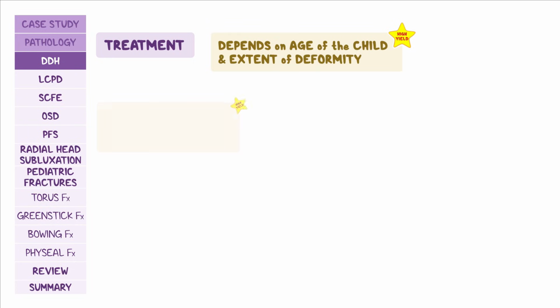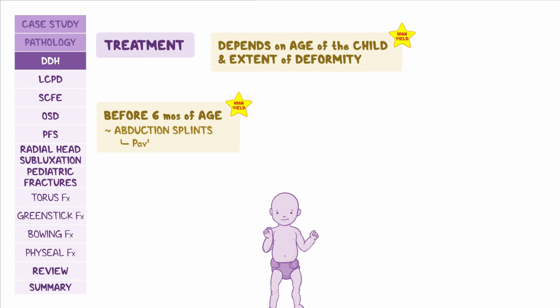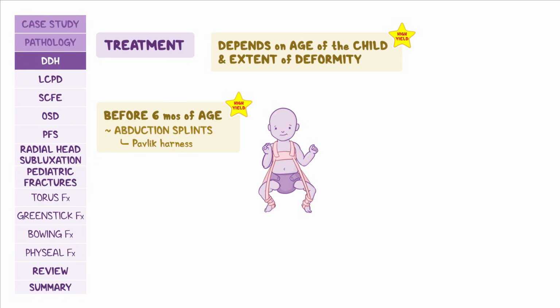Now, the treatment of congenital hip dysplasia depends on the age of the child and extent of the deformity. Before 6 months of age, abduction splints can be used for a period of 1 to 2 months, such as the Pavlik harness that holds the hip joint flexed and abducted. This helps to keep the femoral head within the socket to promote normal hip joint development.